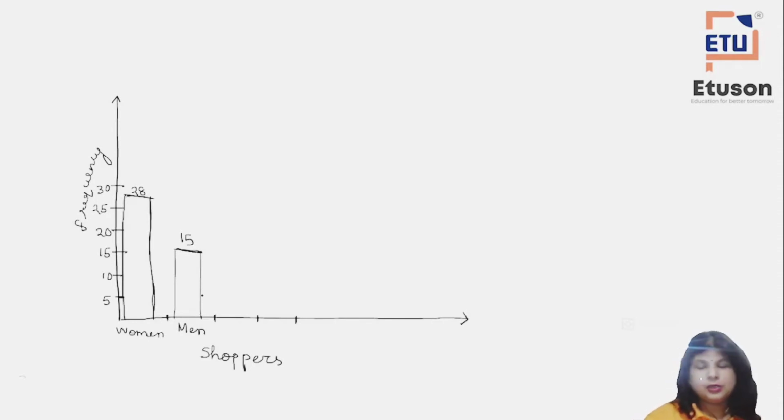Okay, so now the boys category is minimum, right? So I'll just draw the boys here, and the corresponding frequency is 5. And what about the girls? The number is 12. So somewhere here it will be.